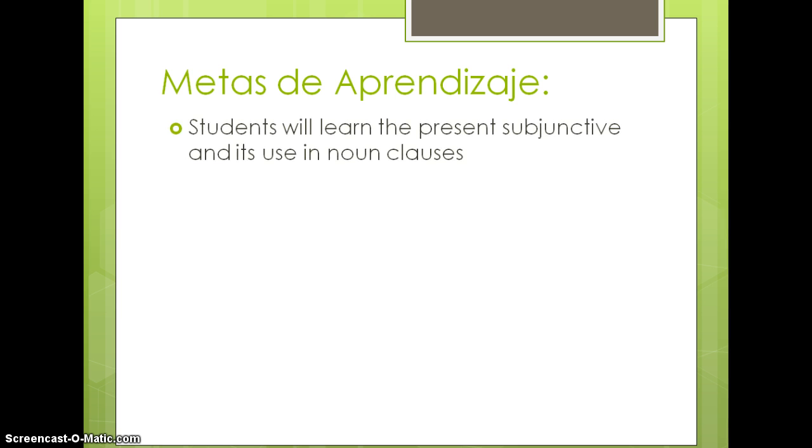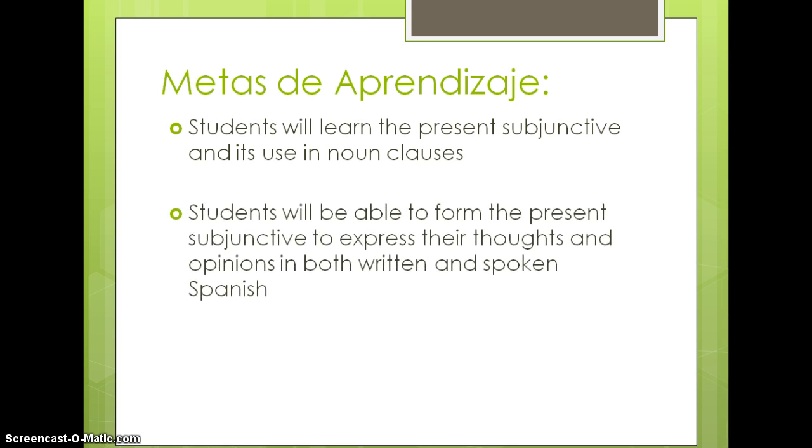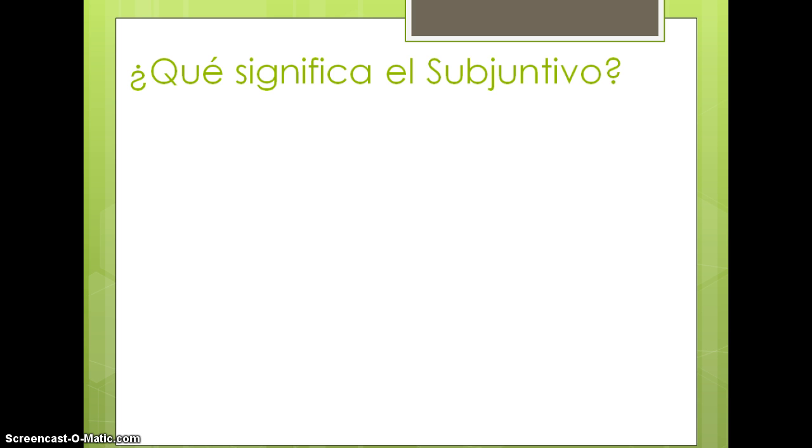Students are going to be learning about the present subjunctive and how we use it in noun clauses. At the end of this podcast, you should be able to form the present subjunctive to express your thoughts and feelings in both written and spoken Spanish. Make sure as you're going through this podcast, you have your present subjunctive sheets with you. Pause at any time and please make sure to write down questions.